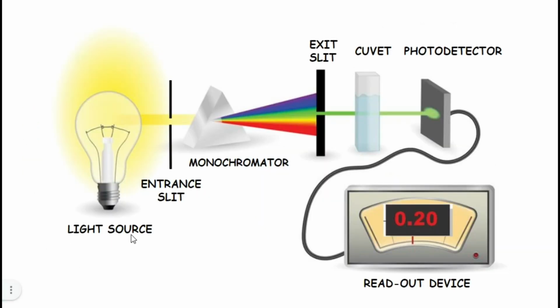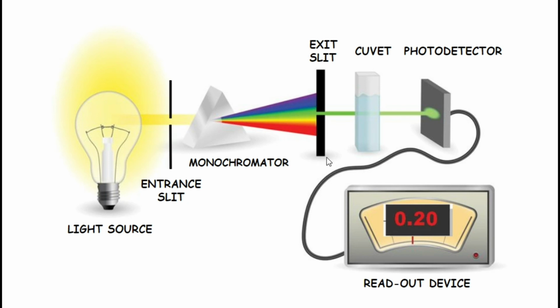So again, here is the light source. So dyan po, ilaw, as in literal na ilaw po yan. And then, entrance slit, kung saan po papasok yung ilaw. Monochromator po, again, will split monochromatic light. Yan. So, palalabasin niya po yung different colors of the rainbow.